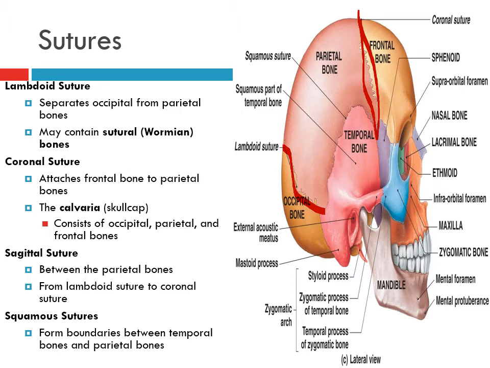The sagittal suture, which you can't see in this picture, but it comes down like this, separates the two parietal bones from one another. And then the squamous suture, which I'll do in a different color, which is here, separates the temporal bone from the parietal bones. So coronal suture is here, sagittal suture up on top, squamous suture between temporal bone and parietal bone, and then lambdoidal suture between the occipital bone and the parietal bone.